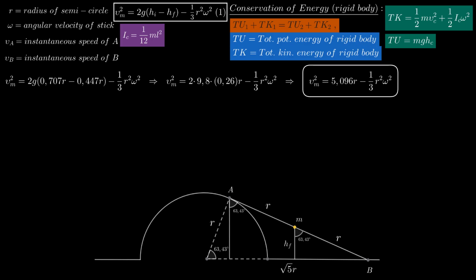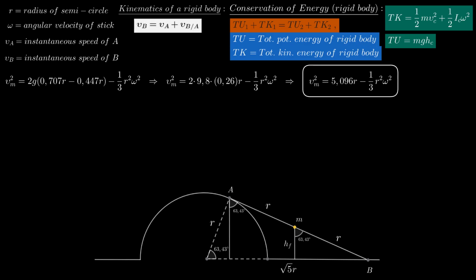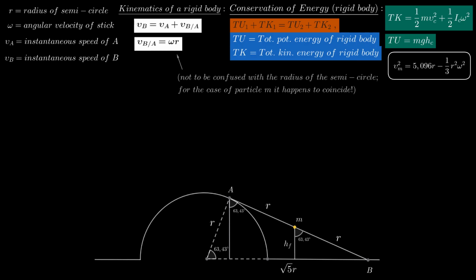Okay, so now what the heck do we do? So now we use the kinematics of a rigid body formula, as we discussed earlier, and the formula is u of b equals u of a plus u of b with respect to a, where u of b is the speed of a random particle on the body, u of a is the speed of the particle that's only translating, and u of b with respect to a is the relative speed of particle b with respect to a. And this is given by the formula u of b with respect to a equals omega times r, where r is the distance of the particle from the axis of rotation.